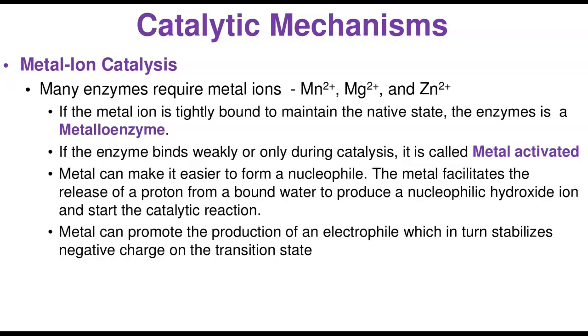Now, at times metal ions come in to stabilize the transition state. That's exactly what happens here. Now, what does it do? Many examples we know use metal ions like manganese, magnesium, and zinc ions.